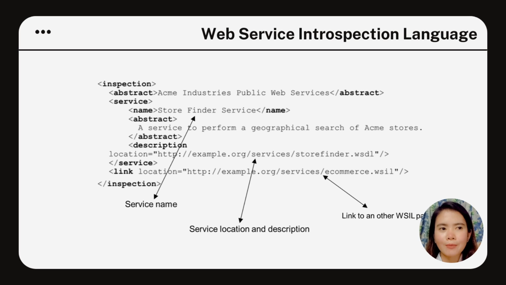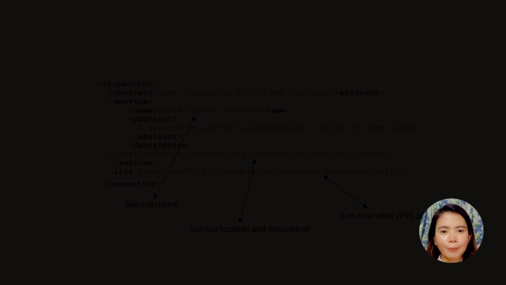This is an example of web service inspection language. The tag name is called service name. You can see the location is called location and description. And also the link tag is where the user or admin can access the system. It is called a link to another WSIL page.